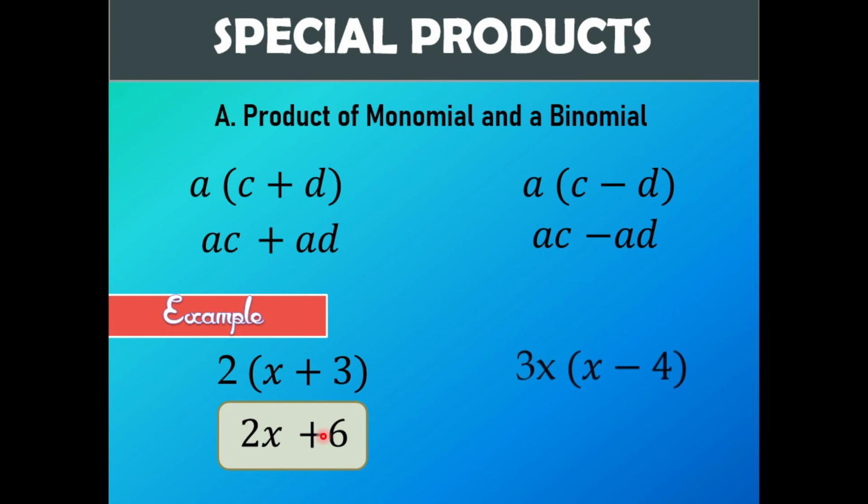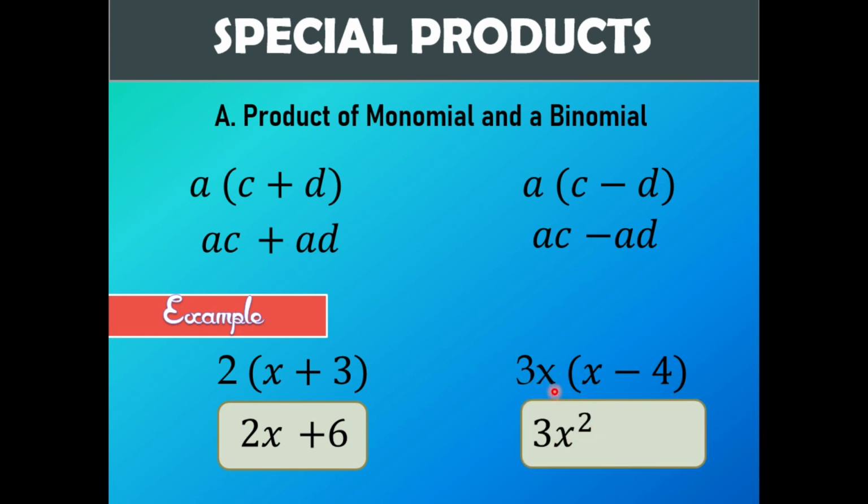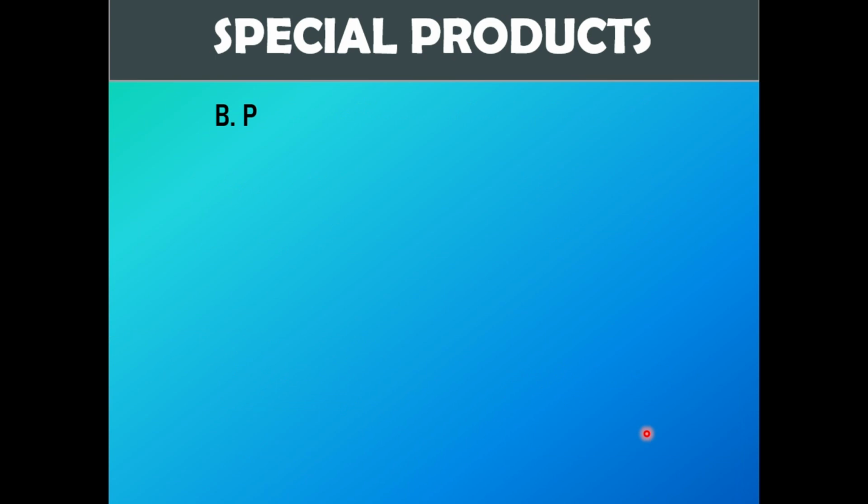Next example, 3x times quantity x minus 4. So the monomial is 3x multiplied by x. Since we have the same literal coefficient, x times x will give us x squared. So 3x times x is 3x squared, and 3x times negative 4 is negative 12x. So our final answer is 3x squared minus 12x. Special product, letter B. Product of two binomials.